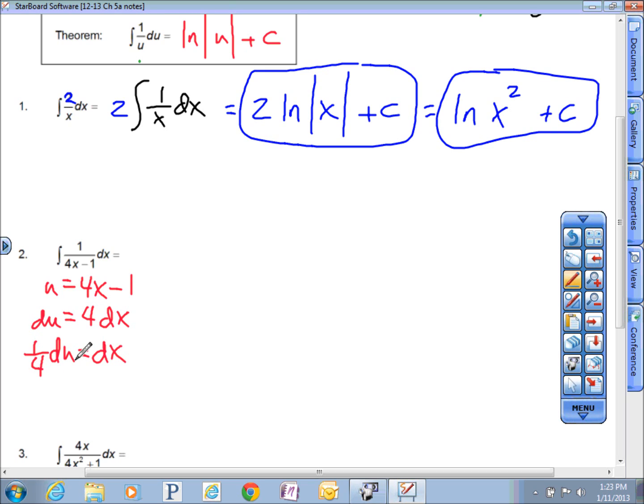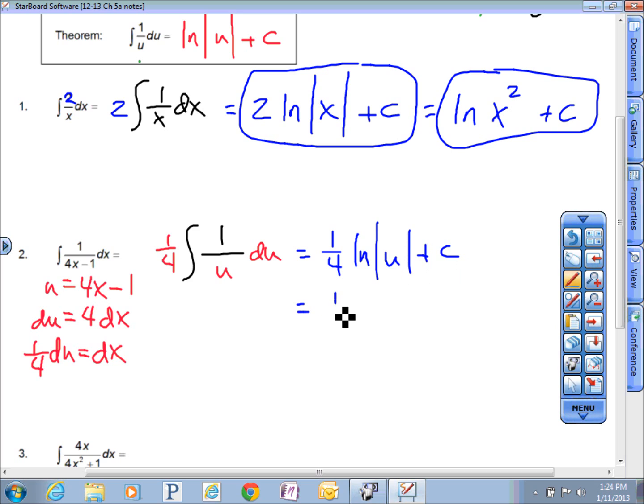So rewriting this integral in terms of u instead of x, I would need a 1/4. And then I would be integrating a fraction with a 1 on the top, the denominator would be u, and I would be integrating with respect to u because there's my 1/4 du in place of the dx. Well, now 1 over u, we've just learned, we can't do power rule, so our last resort is to play around with that natural log. So I've got 1/4 times the natural log of the absolute value of u plus my c, or 1/4 natural log, don't forget to put your u back in, 4x minus 1 plus my c.